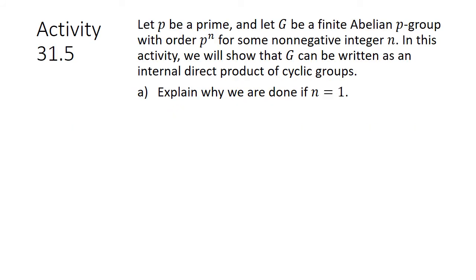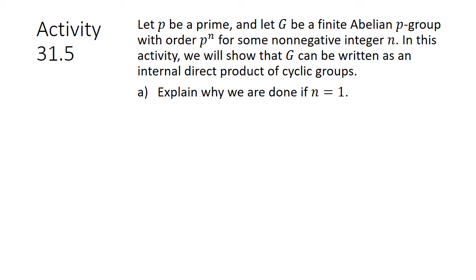Okay, so let's go over this activity. Let P be a prime and let G be a finite abelian p-group with order p to the n for some non-negative integer n. In this activity, we will show that G can be written as an internal direct product of cyclic groups. Explain why we are done if n equals 1.